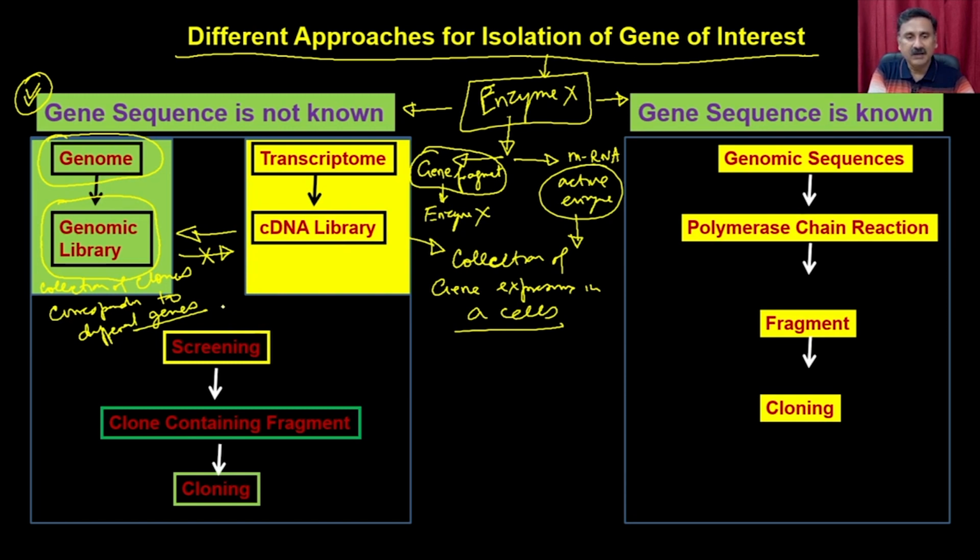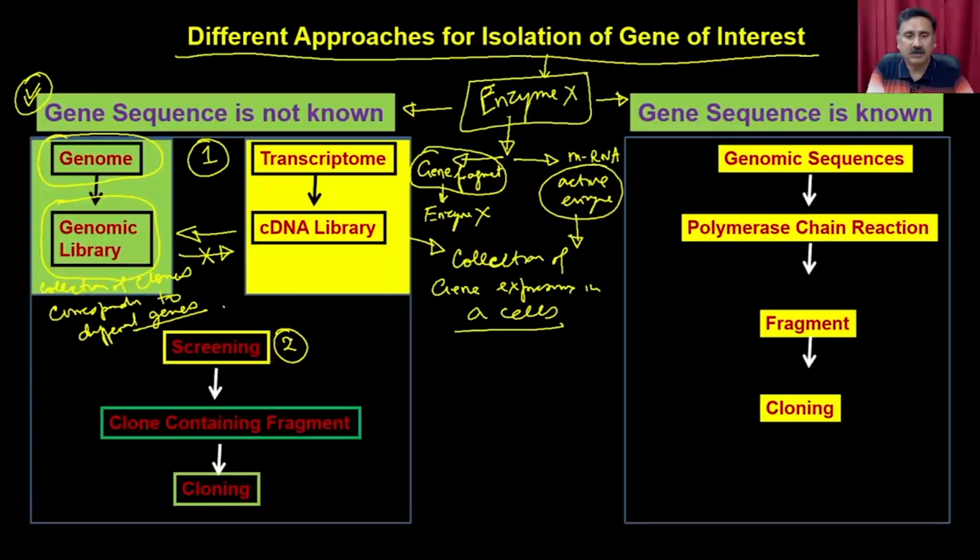So in the first step, you are going to prepare the genomic library or the cDNA library. In step 2, you are going to screen the library with the help of the gene fragment or the active enzyme that you have with you. In step 3, you are going to isolate these gene fragments, and then clone them into a suitable vector. And that's how you are going to get the final clone.